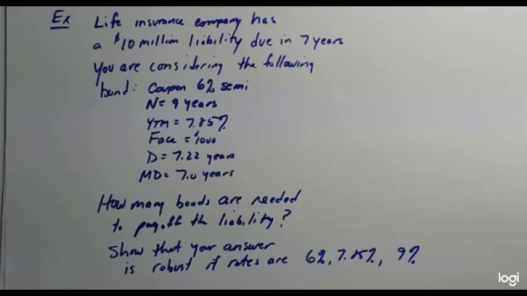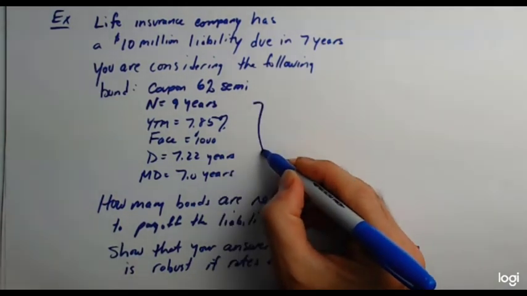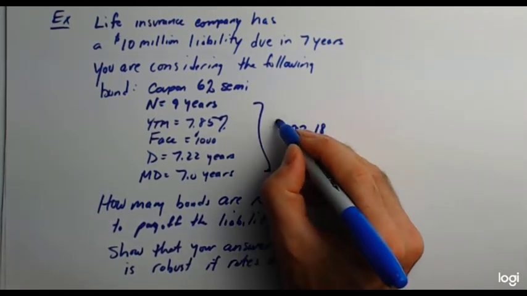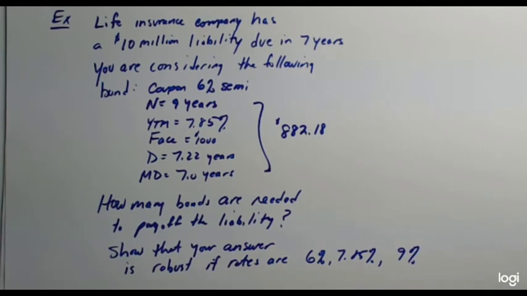How many bonds are needed to pay off the liability? Show that your answer is robust if interest rates change to 6%, 7.85%, or 9%. So what we're saying is, no matter how much interest rates vary within reason from the 7.85% benchmark right here, we're still going to have enough money to pay off this liability. Now, keep in mind, before we go further, that the value of this bond is $882.18 as of today.